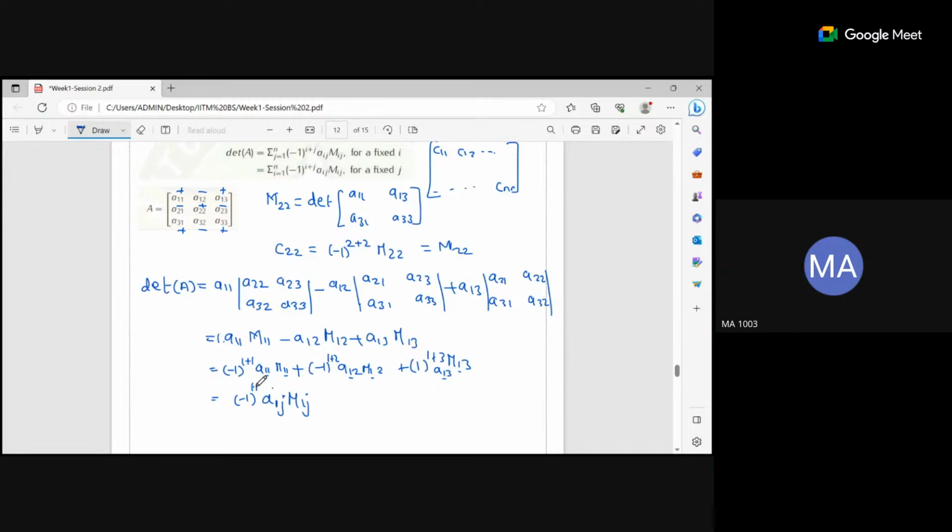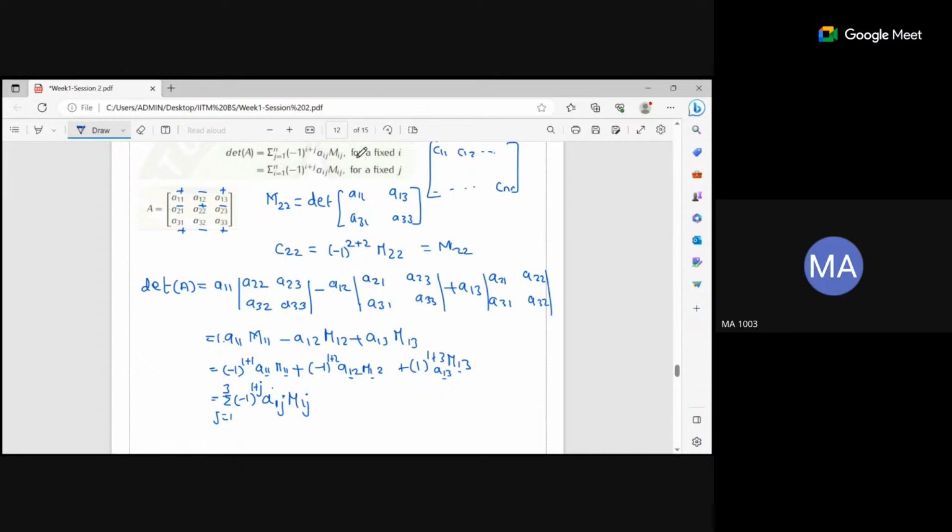And now what is j? j is 1, 2, and 3. So you have summation j equal to 1 to 3. So now I have written this term in this way. Is that clear? Yes, ma'am. Okay, so that is what is given here.